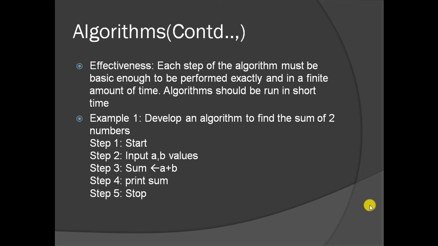We will see what variables are in upcoming lectures, so no need to worry about what a variable is. In simple terms, a variable is a memory location in which a value can be stored. So here sum is a variable. We are storing the result of a plus b over here. In step number 4, we are printing that sum. And step number 5, we are stopping the algorithm. Because an algorithm must stop at a given point of time, right? That is called finiteness, as we already saw in our previous slide. Once it is completed, we will see another example as well.